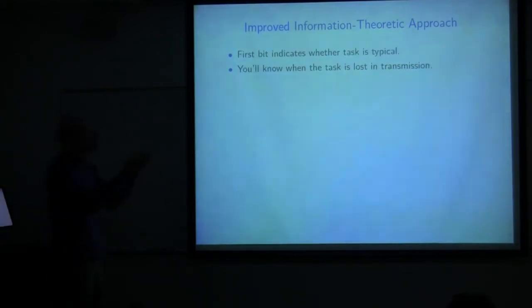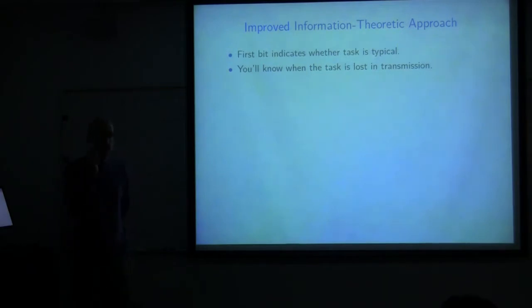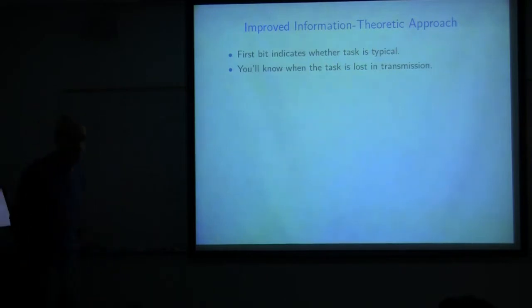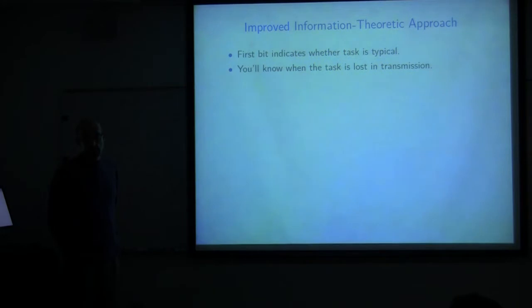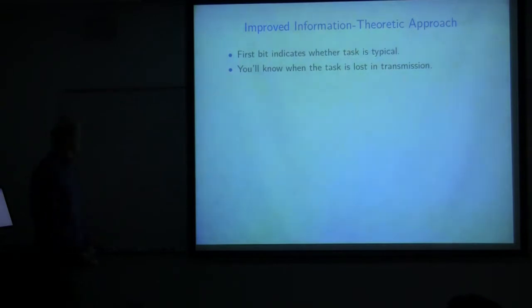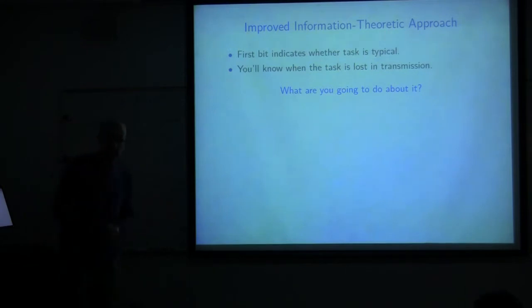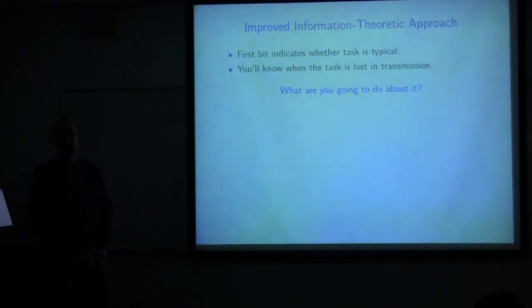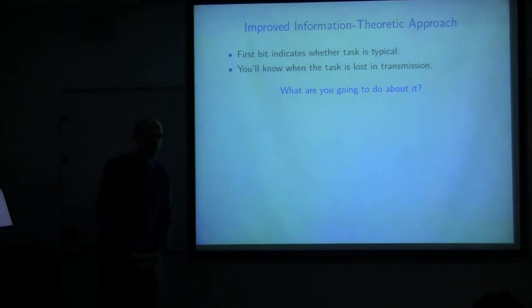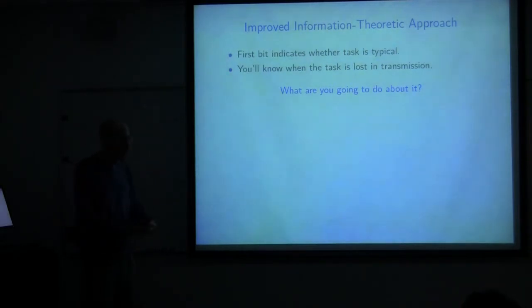So of course there's the improved information theoretic approach, where the first bit that your spouse sends indicates whether it's a typical or non-typical task. And now you'll know when the task is lost in transmission. So you know that your spouse actually wanted to send you an atypical task. But that doesn't help you that much, because the question is, what are you going to do about it? So now you know that the task has been essentially lost in the transmission. And the question is what to do about it.